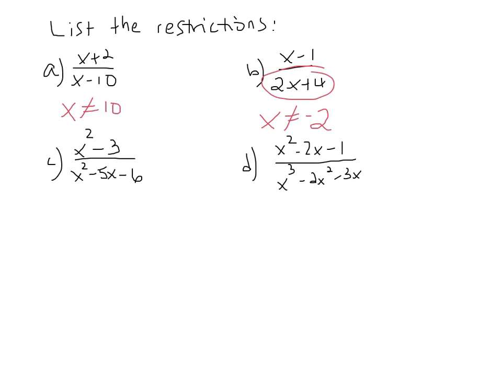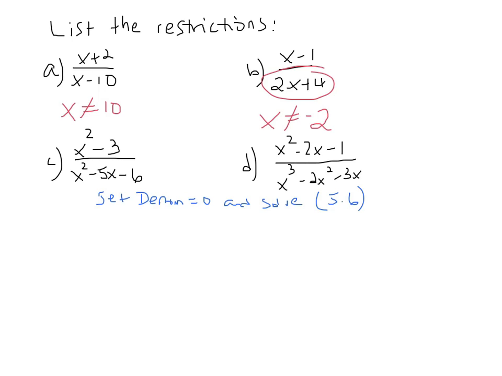So here are some harder examples, ones we can't just look at and know what the restrictions are. So here's what we say to do. We're going to set the denominator equal to 0 and solve. And just as a reminder, we did this in section 5.6, although it's been a while since we've seen it. And whatever our solutions are become our restrictions in this case.